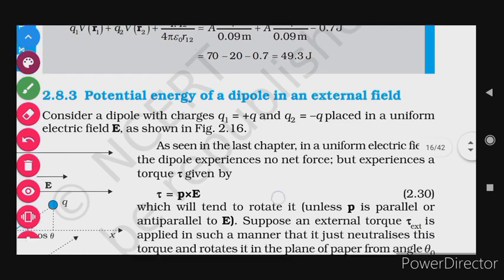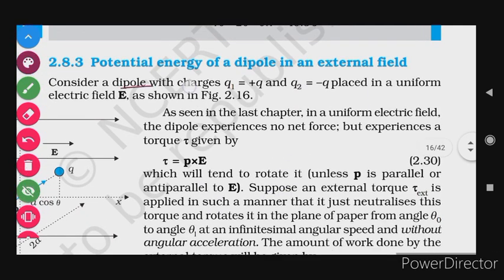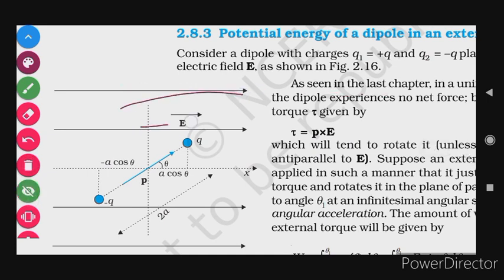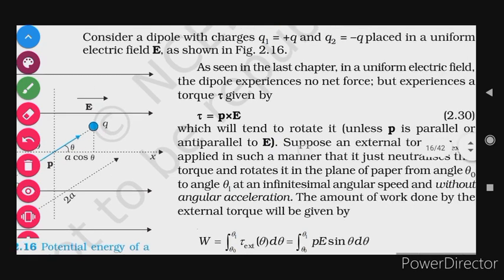We'll start. Consider a dipole with charges q1 equal to plus q and q2 equal to minus q placed in a uniform electric field. This is a uniform electric field represented by parallel lines, and this is a dipole, minus q and plus q. You know what a dipole is: equal and opposite charges separated by a distance. So the dipole is placed in an electric field.